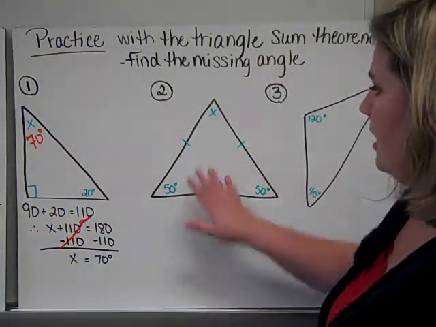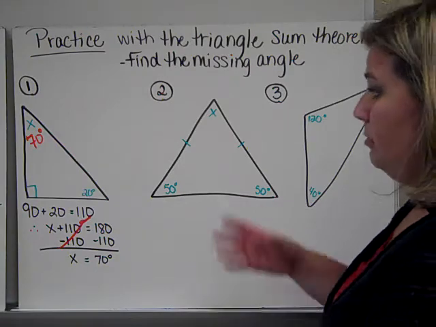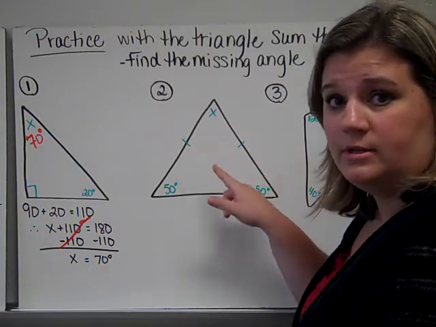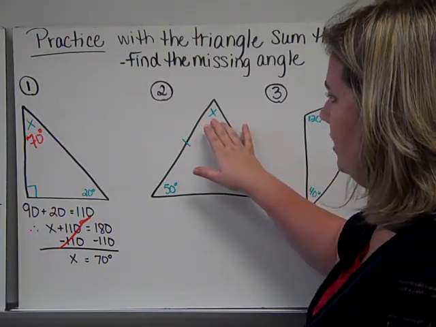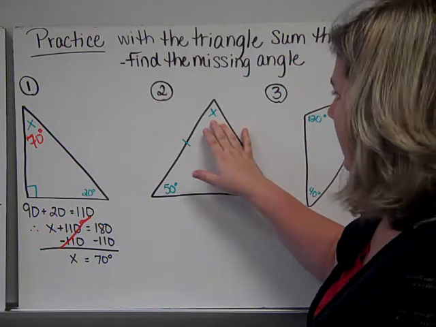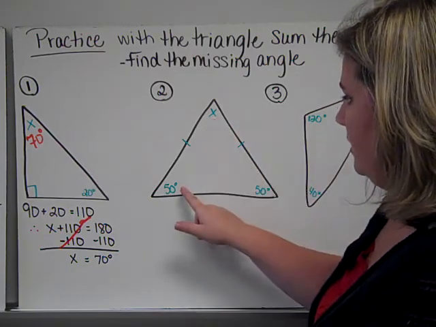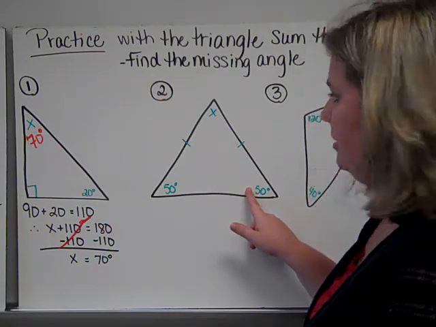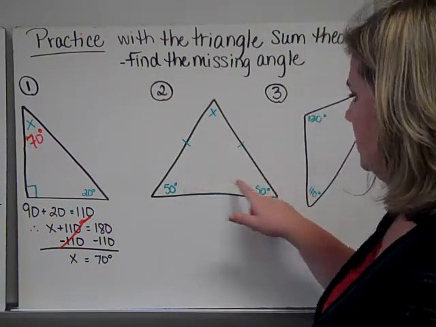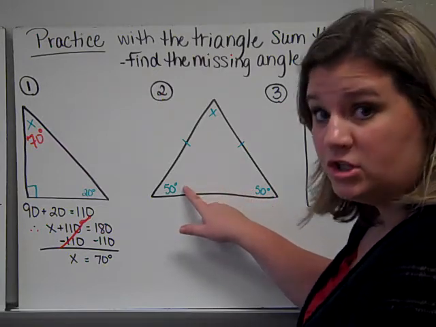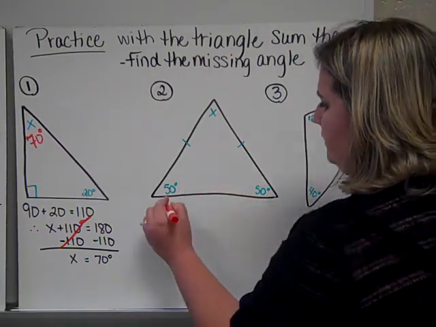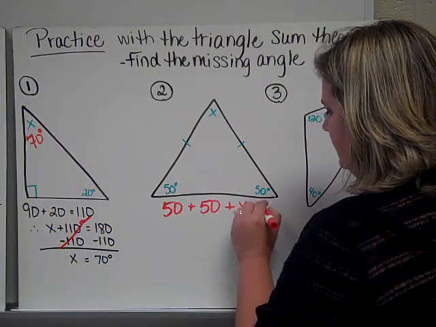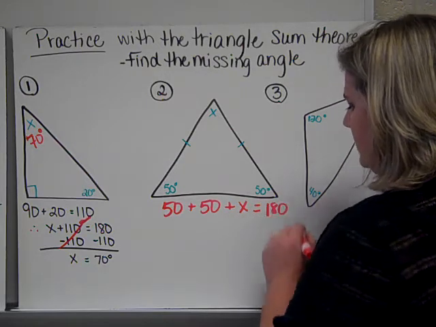All right, example number 2. Remember, before in our verbiage, when we see this little tick mark, we know that those sides are the same. But right now we're focusing on the missing angle. So here's X. This angle is 50 degrees, and this angle is 50 degrees. So I know that these two are 100 degrees when I add both of them. So 50 plus 50 plus X equals 180 degrees.